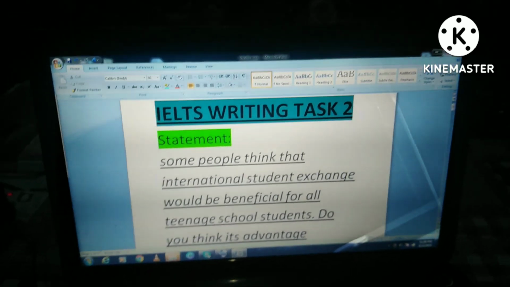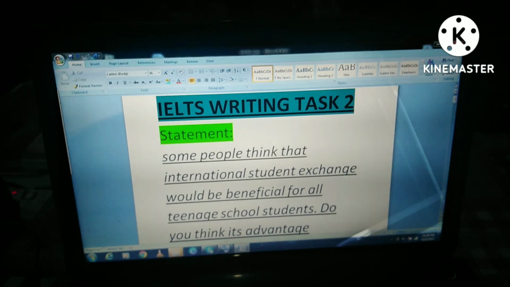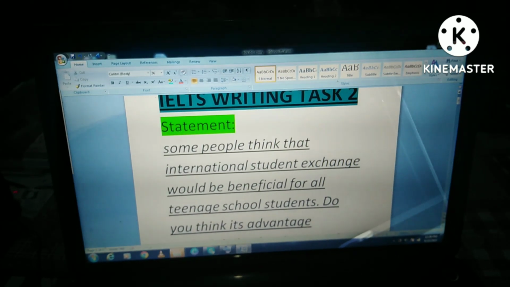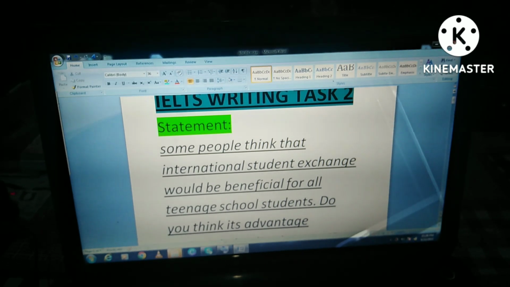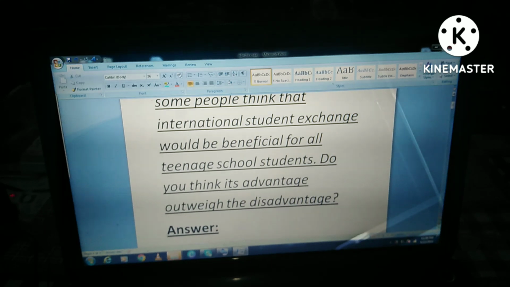Some people think that international student exchange would be beneficial for all teenage school students. Do you think its advantages outweigh the disadvantages?